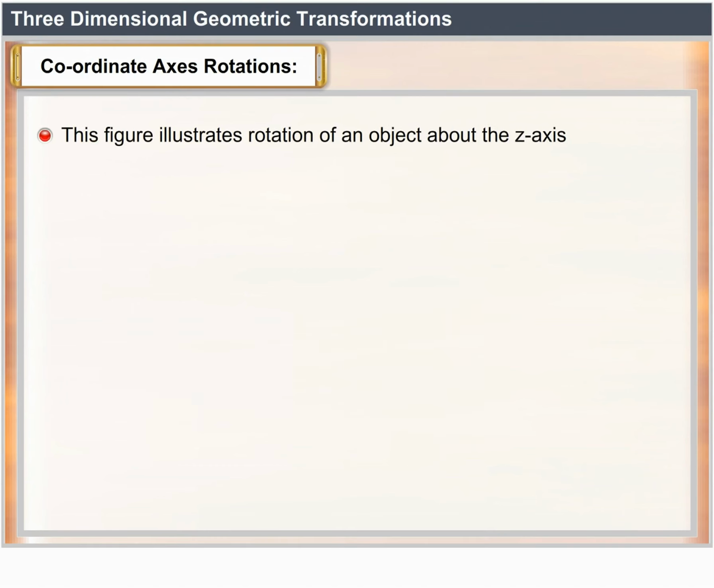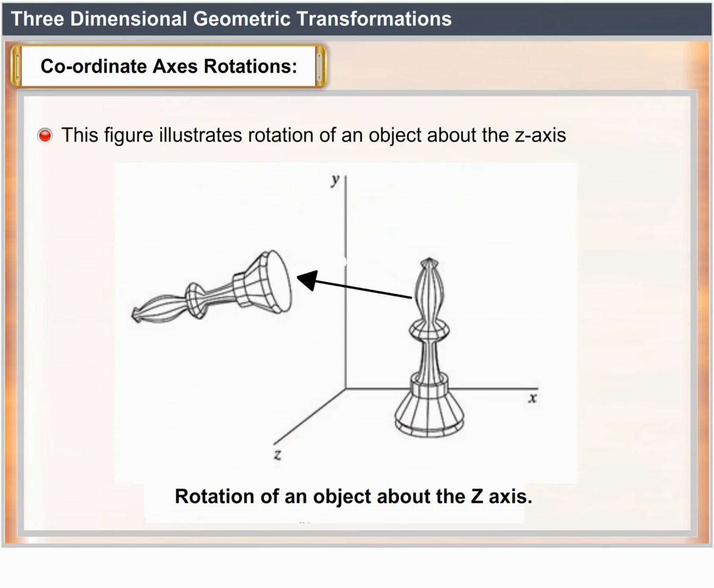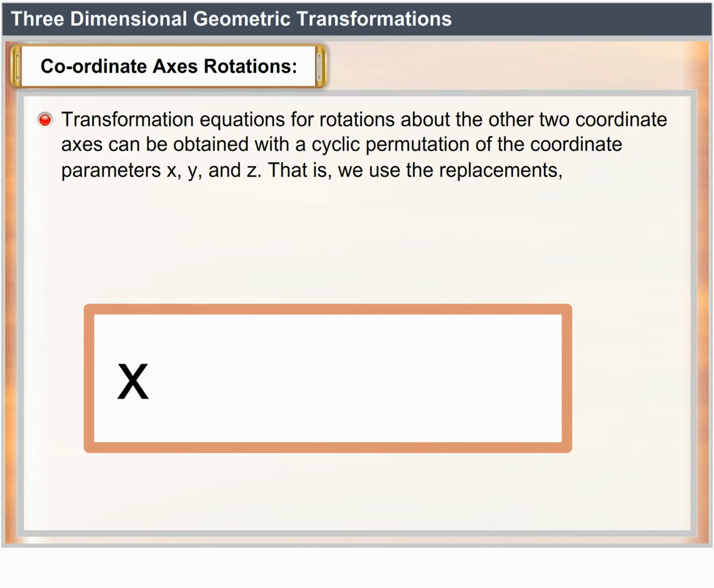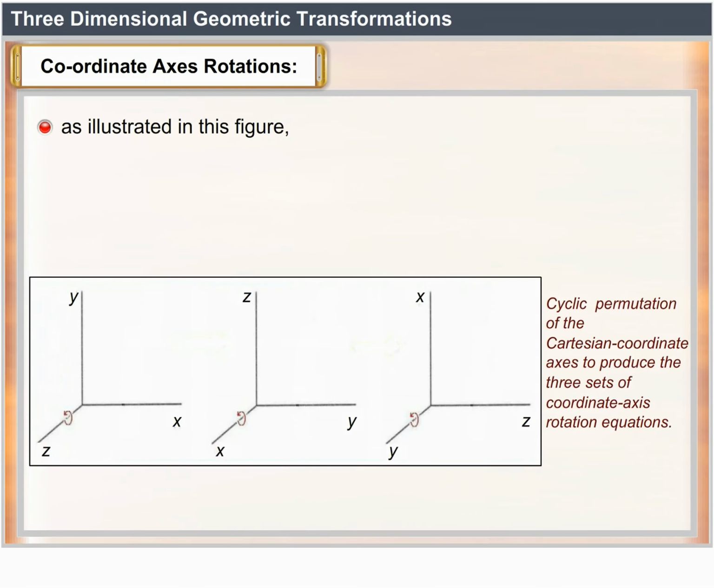Transformation equations for rotations about the other two coordinate axes can be obtained with a cyclic permutation of the coordinate parameters x, y, and z. That is, we use the replacements x to y, y to z, z to x, as illustrated in this figure. This figure shows a cyclic permutation of the Cartesian coordinate axes to produce the three sets of coordinate axis rotation equations.